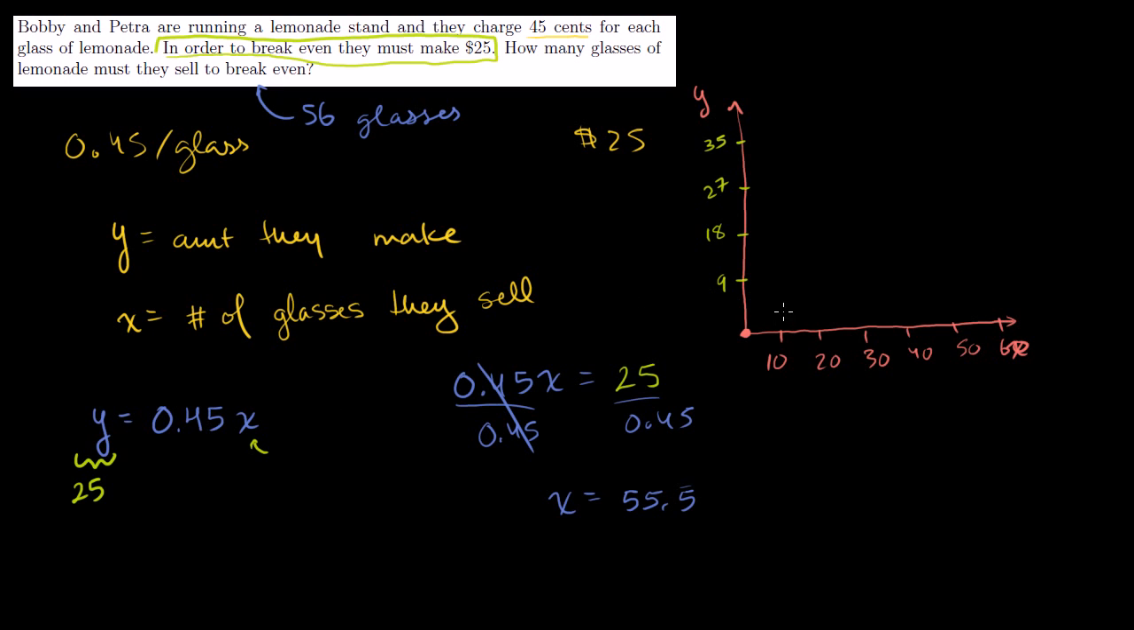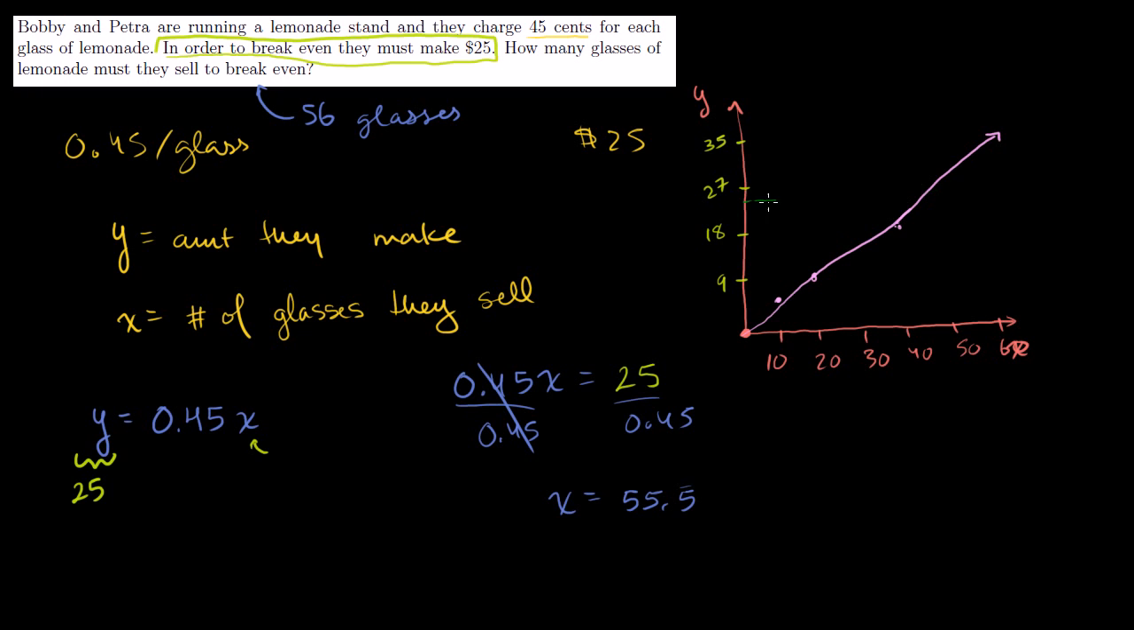10 times 0.45, so that's right there. 20 glasses are going to make $9. We could keep going there. 40 glasses are going to make $18. You see their slope. When you move 10, you're going to have to go up $4.50. So this graph is going to look something like that. Should be a straight line. And then their break even has to be $25, which is right about here.